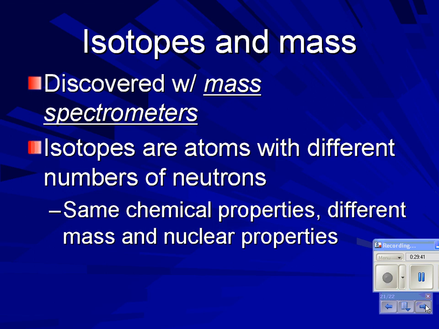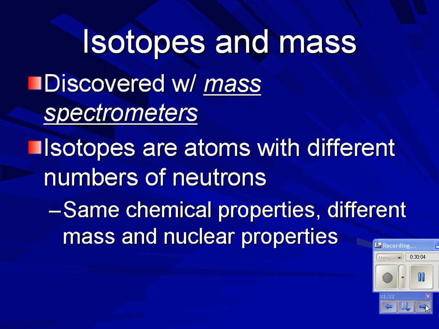Just so you know, isotopes are atoms with different numbers of neutrons. We just talked about that. They have the same chemical properties. It is the number of protons that determines the chemical properties of a particular element. So 6 protons makes carbon be carbon, and because of that, the electrons associated with it. But it'll have different mass and different nuclear properties. Different isotopes will have different nuclear properties when we get into nuclear physics.